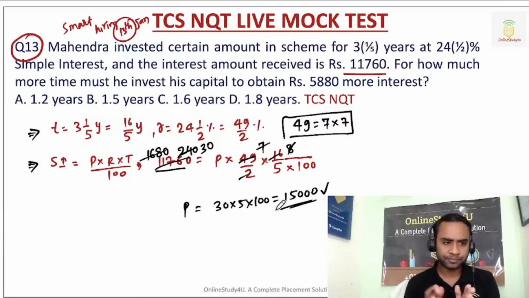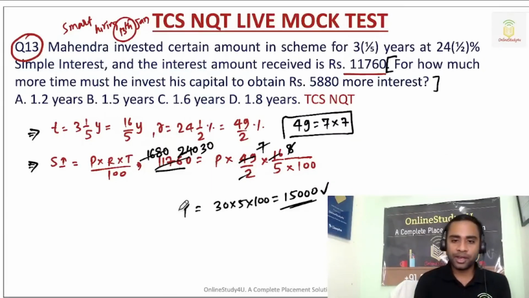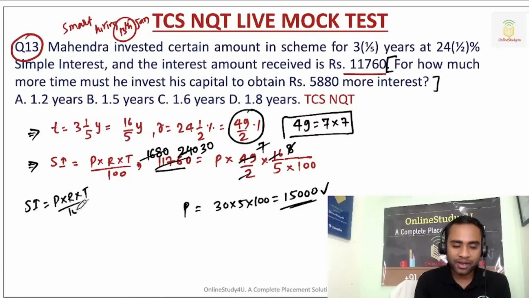Okay, fine. Now, once you get the principal, what they are telling is, for how much more time must he invest his capital to obtain rupees 5880 more interest. Now principal and rate you know, time you have to calculate. So again simple interest will be equal to PRT by 100. So simple interest is what? They wanted to have interest of 5880.